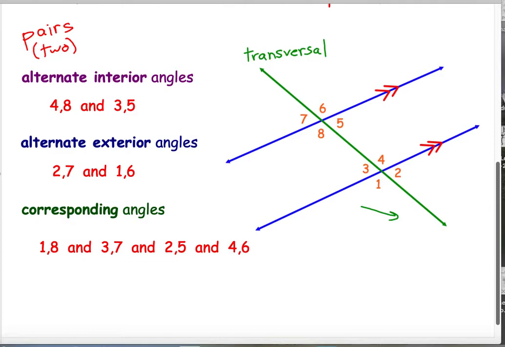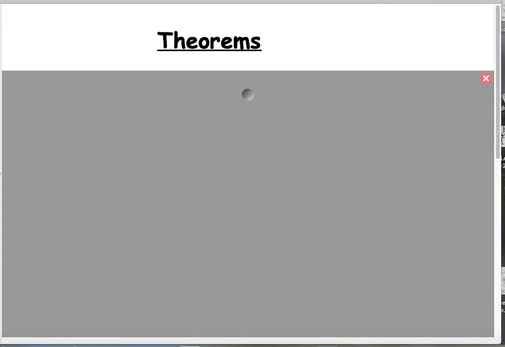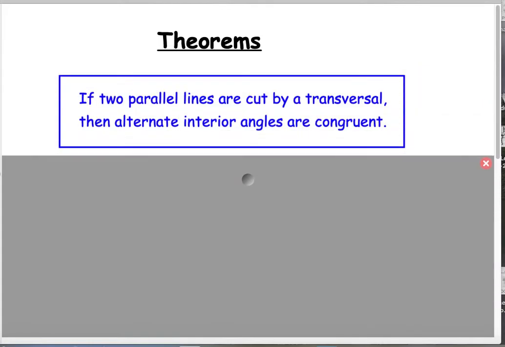Now why are these pairs very special? One thing I can't stress enough: for all 3 of these, one angle comes from this group and one angle comes from this group. If both angles came from the same group, we've already talked about those. We know they're vertical angles or they're a linear pair. All right, so now what's so special about those? Well, we have 3 theorems. If we have 2 parallel lines cut by a transversal, like that last example, then the alternate interior angles are congruent. Let's go back to that picture.